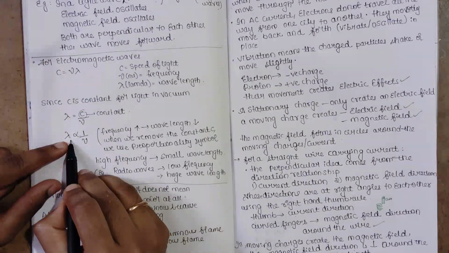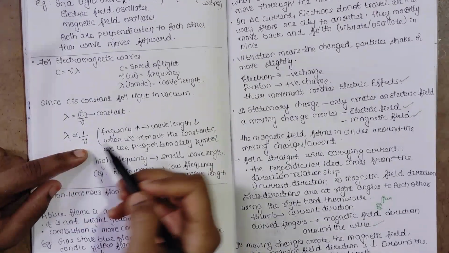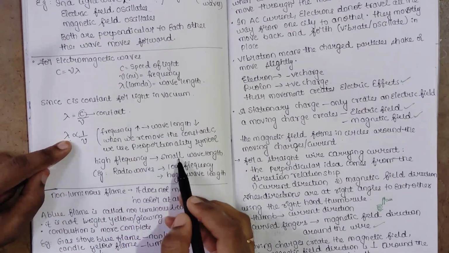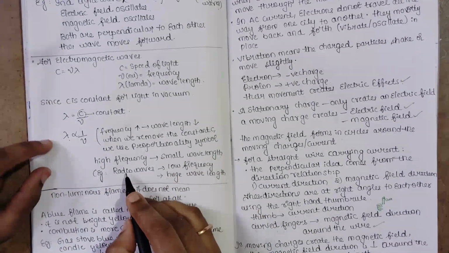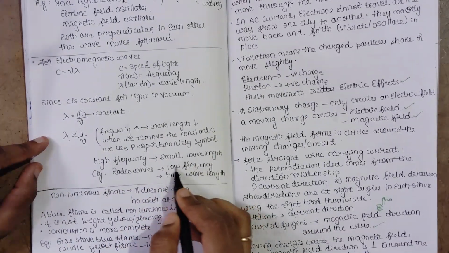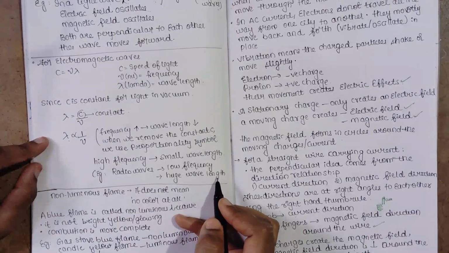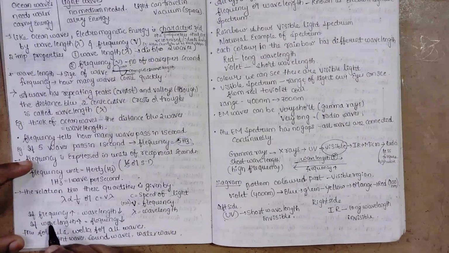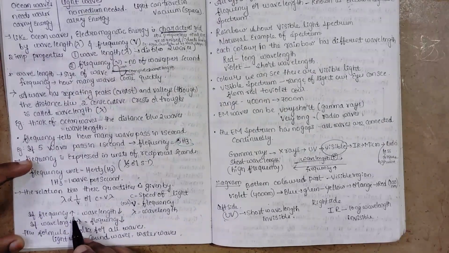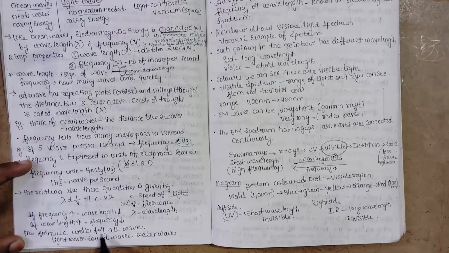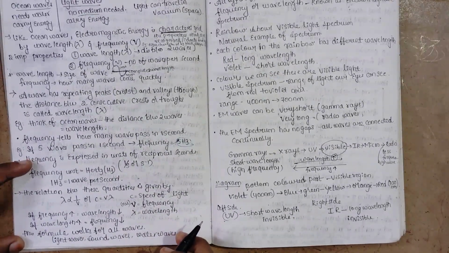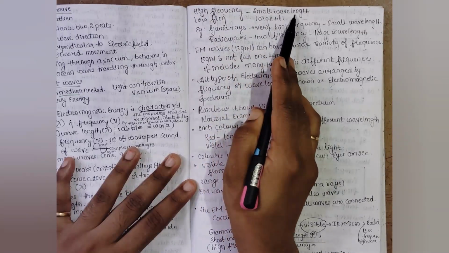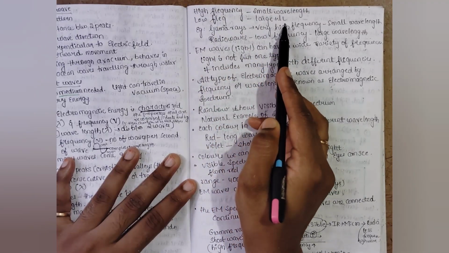So now, as frequency increases, wavelength decreases. If it is high frequency, then it will have a small wavelength. Suppose we take radio waves, they have low frequency, so they have high wavelength because they are inversely proportional to each other. Frequency increases, wavelength decreases; wavelength increases, frequency decreases. This formula works for all waves, light waves, sound waves and water waves, whatever, electromagnetic waves. High frequency means small wavelength, low frequency means larger wavelength.